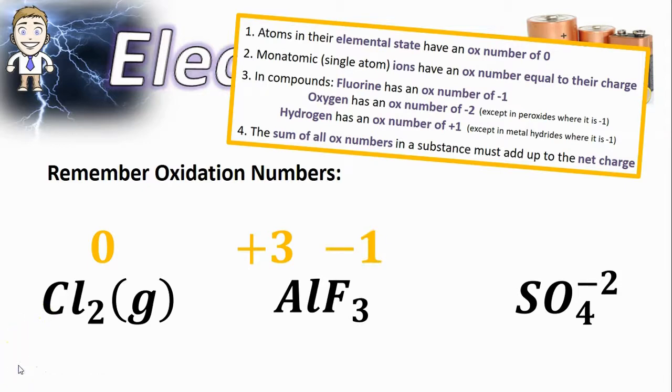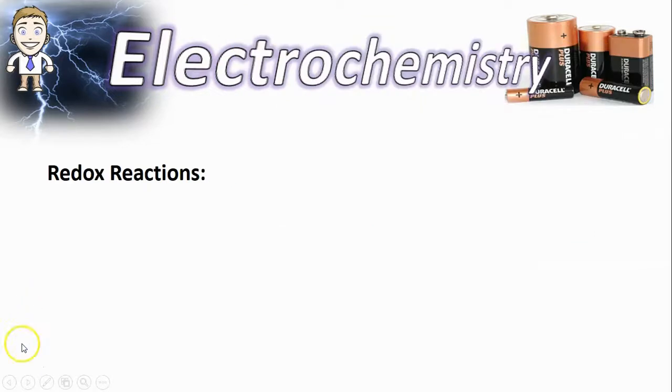And lastly, for polyatomic ions like SO4 2-, I can use the 4th rule that tells me the sum of all these oxidation numbers has to add up to -2. So if oxygen's oxidation number is -2 and there are 4 of them, sulfur has to be +6 to add to that total -2 charge. For more detail on how to do that, you can go back and rewatch the last video, but finding oxidation numbers is going to be extremely important for this video on redox reactions.